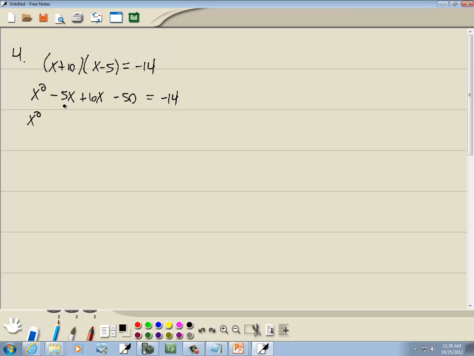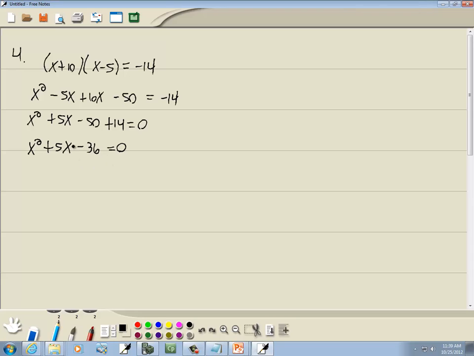Well, combine together like terms at any step. Negative 5x plus 10x gives you 5x minus 50. And I'll bring the negative 14 over the left side and it becomes a positive 14. You bring anything across your equals, your sign changes. Combine together numbers at any step. Negative 50 plus 14 gives us negative 36.